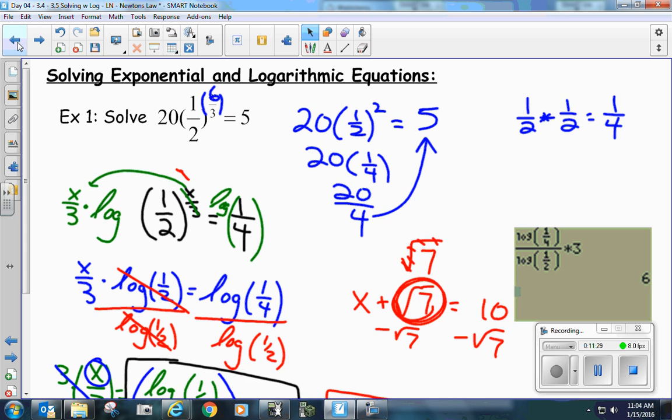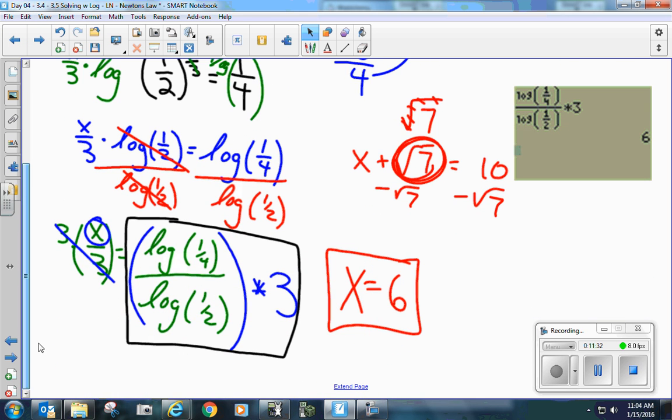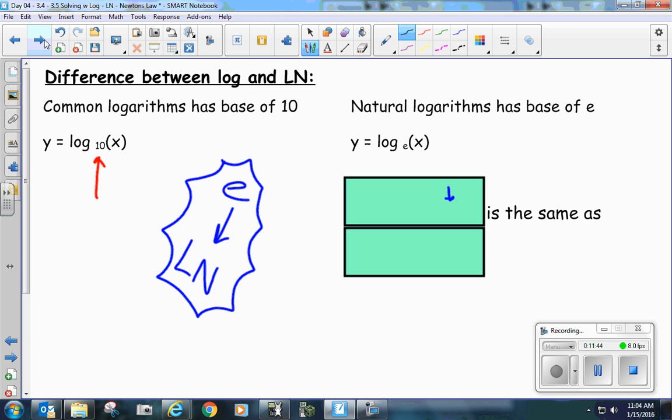If it doesn't have an e, I would come up with the same answer. So instead of my answer here being log of 1/4, this would have been natural log of 1/4 over natural log, and you would have gotten the same answer, 6. So people are like, well, I'll just use natural log, and then I don't have to remember whether there's an e or not. I'm using natural log, so that covers it. Students do that, and that's fine. Okay?